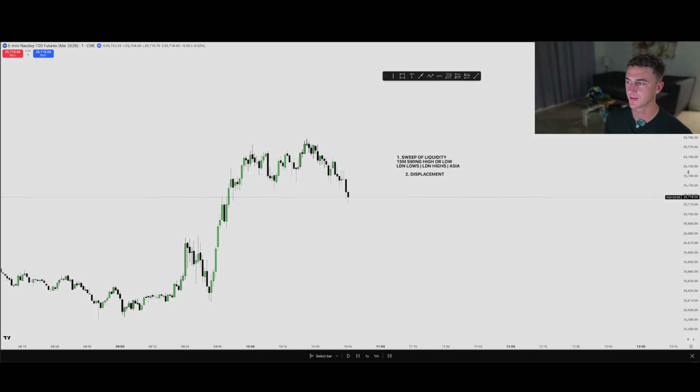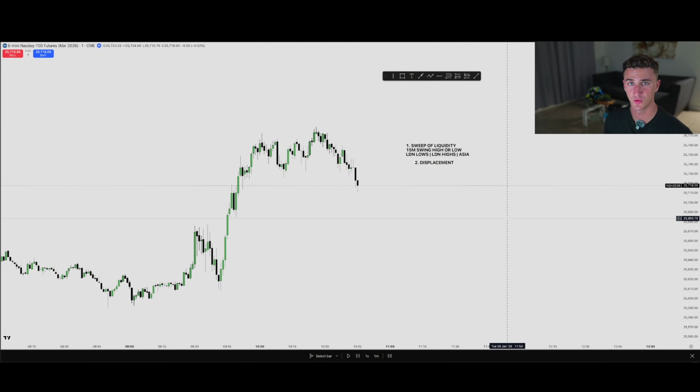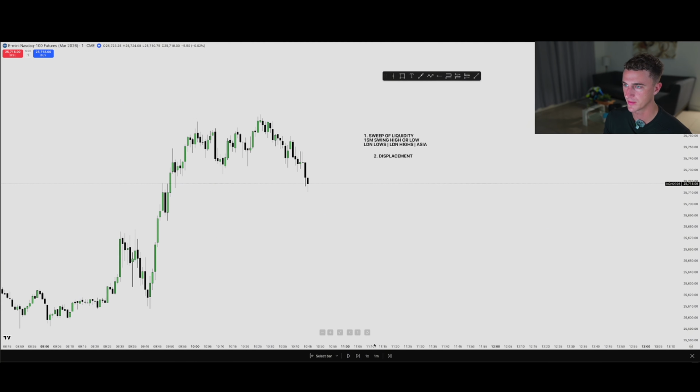All right, so the second thing we'll look out for is going to be a displacement in the opposing direction. So if we've just swept buy side liquidity, we want to see price displace in the opposing direction lower. What is a displacement? An aggressive move either higher or lower, right? So if we zoom in, we can clearly see on the 1 minute time frame, we've had displacement, okay? This candle here is a displacement candle.